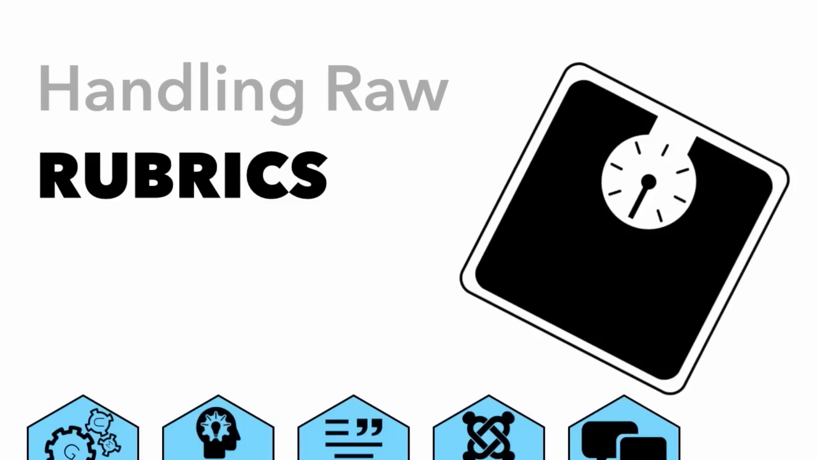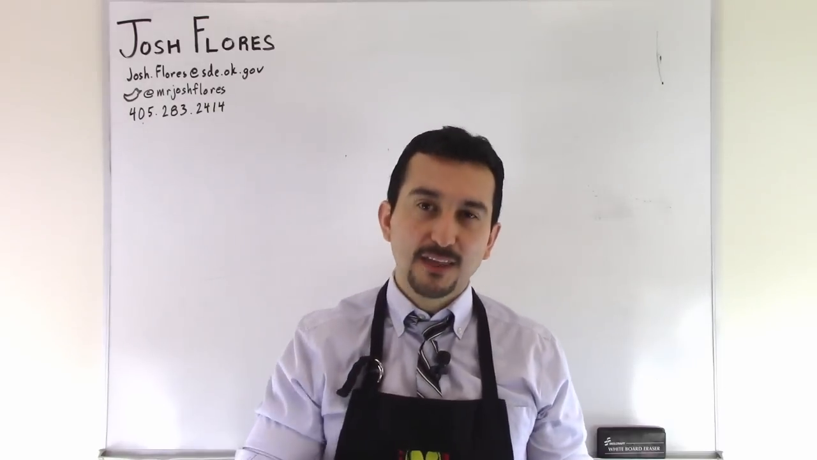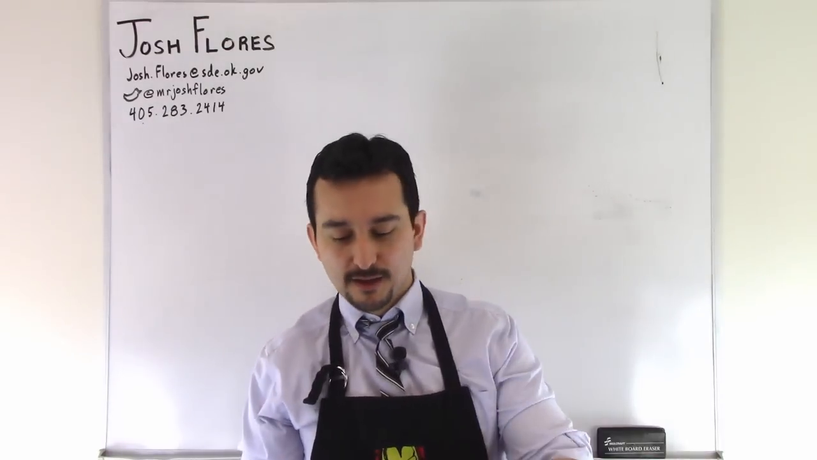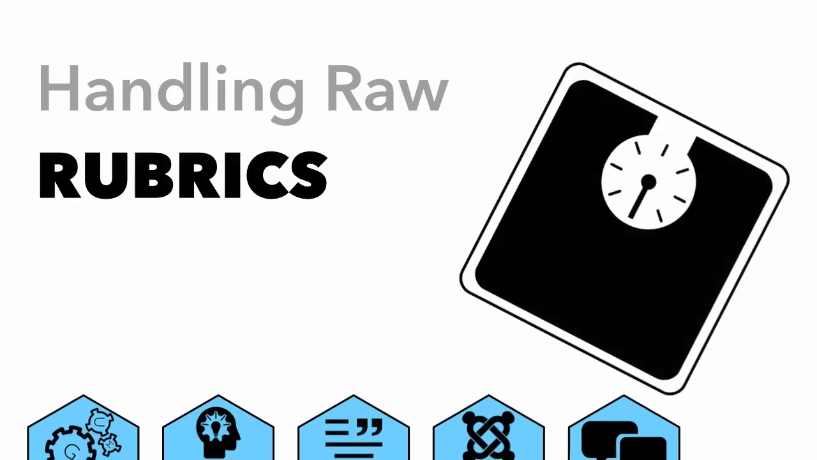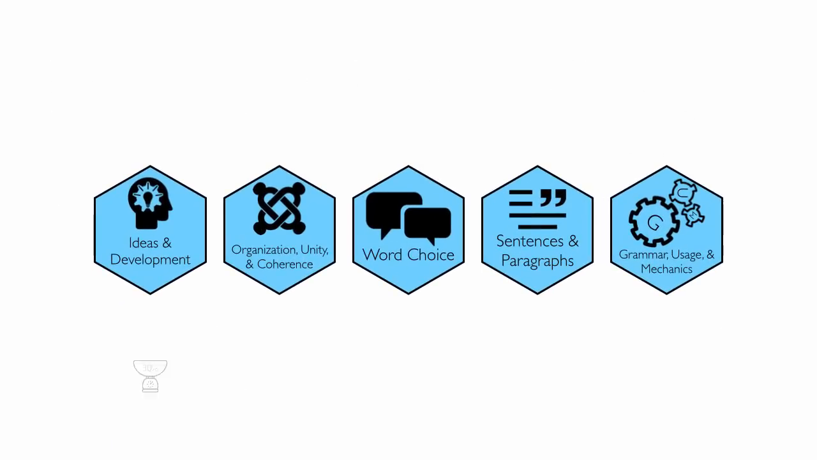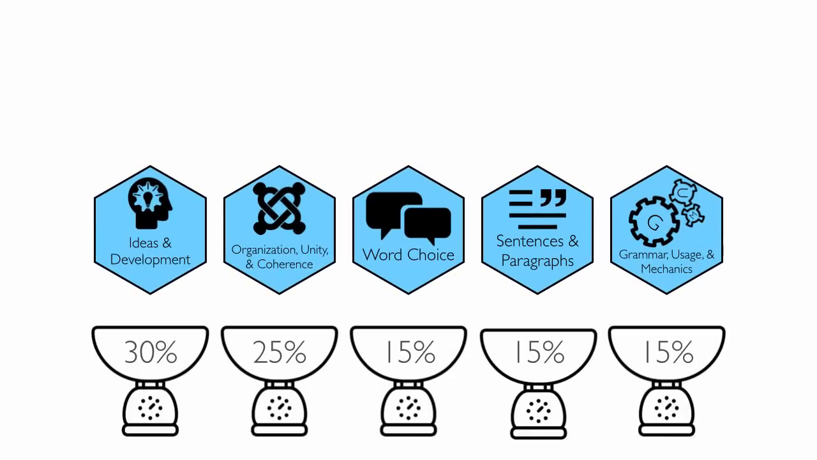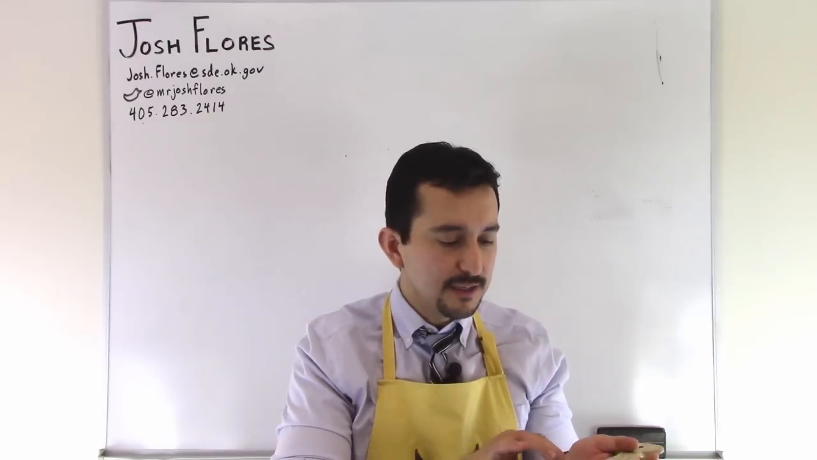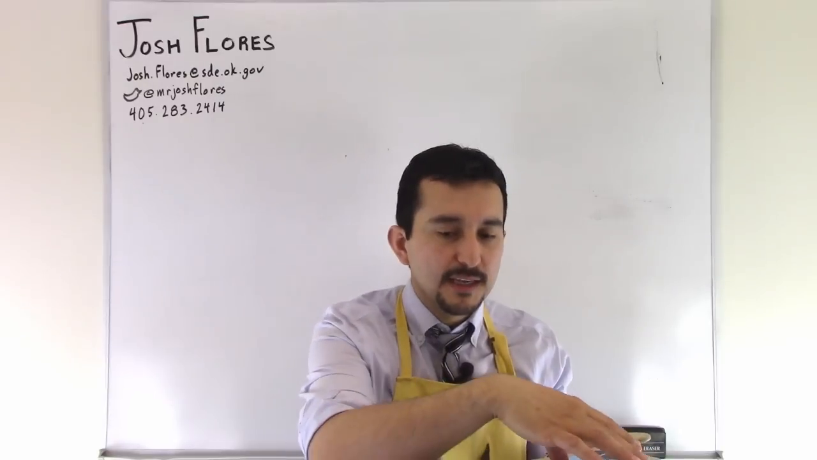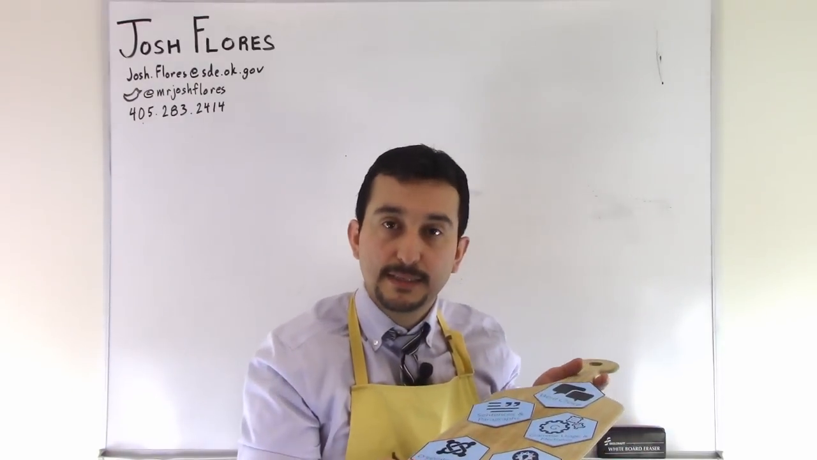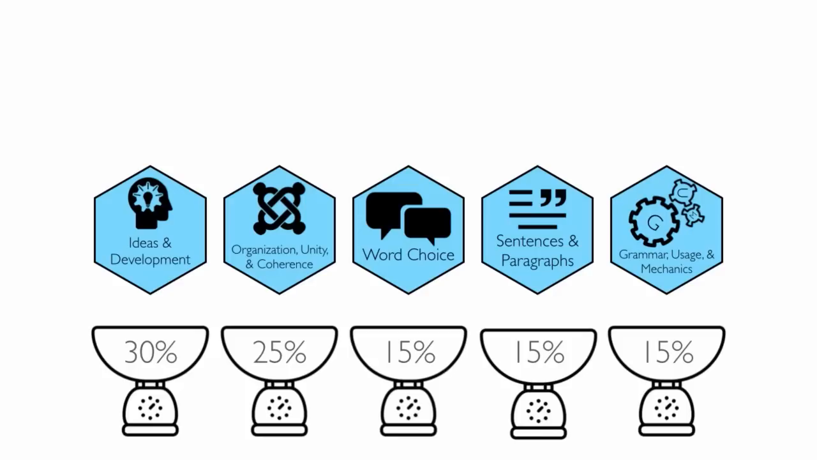Now let's talk about handling raw rubrics. This is something students also need to spend time doing. They need to look at the rubric that they will be graded on. And I have the ingredients to the raw rubric right here. There are 5 main ingredients to our state rubric. The interesting thing about these is that they are all of different weights. Not necessarily values, but they're just of different weights.